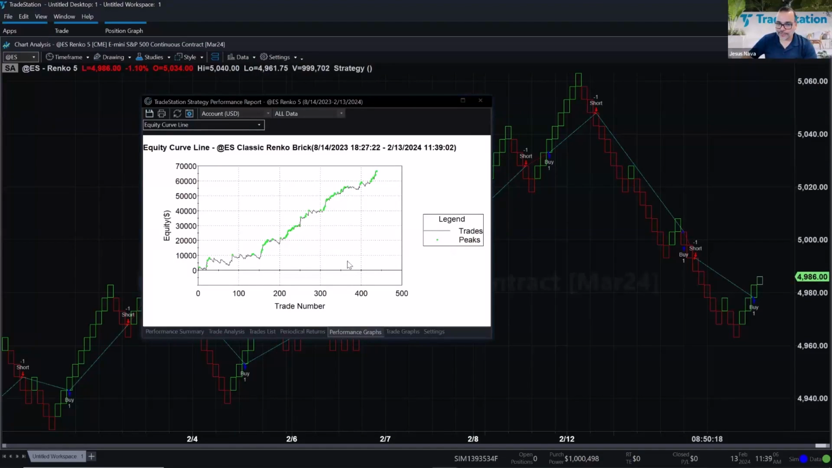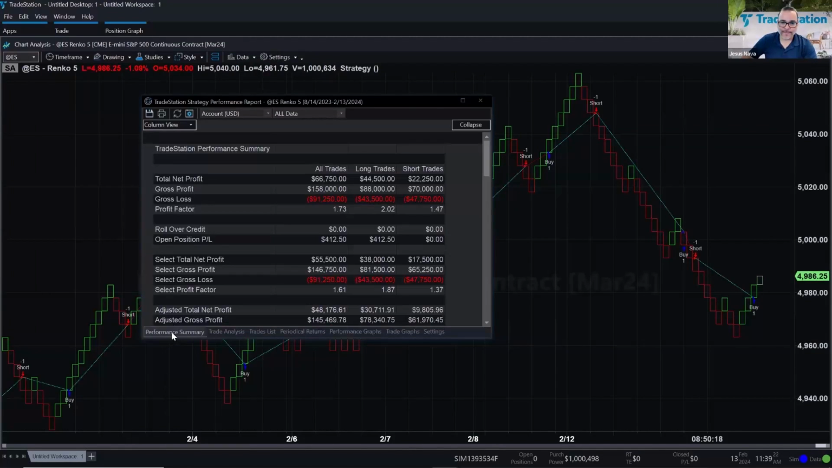it looks good. You can see the performance graph. Let me go to the performance summary. You can see the profit factor is not that great. It's 1.73. We still had losses in this backtest. The gross profit is $158,000, but we had a $91,000 loss. And that's what calculates the profit factor.